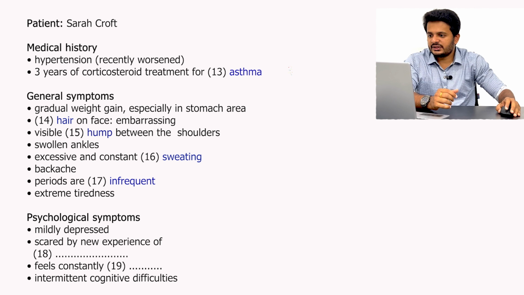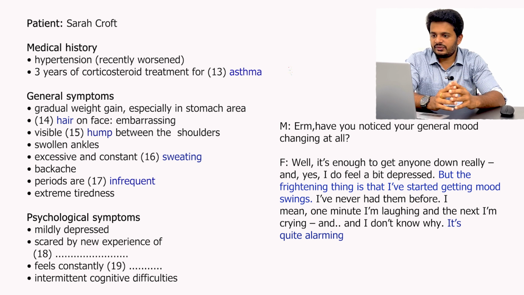Here you can see that the first question is asking us to find out which experience is scaring the patient. The patient has started to experience something new, and that is scaring her. And what is that? You can see the script on the screen. Firstly, she says that she is depressed, and she goes on saying that, but the frightening thing is that I have started getting mood swings. I have never had them before. I mean, one minute I am laughing and the next I am crying, and I don't know why.